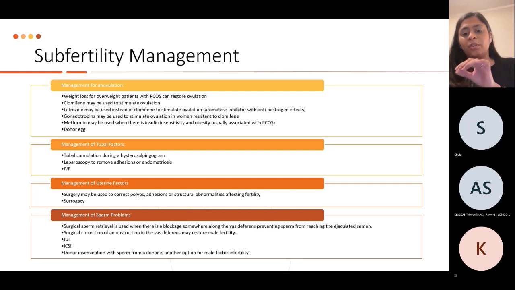IUI is intrauterine insemination. So effectively you're taking the sperm and putting it inside the woman. And then you've got ICSI, which is actually a refinement of IVF. If you've got a male factor reason as to why you can't get pregnant, they take the best single healthy sperm, extract it from the sample that the male gives, and inject it directly into the egg to fertilize it. So it's basically a refinement of IVF.